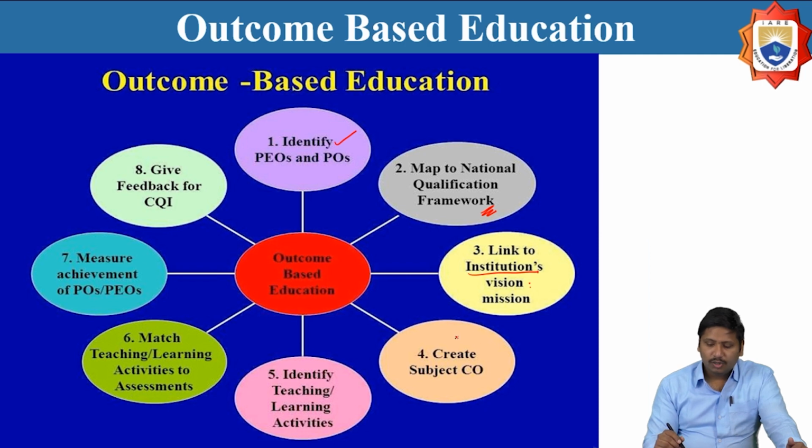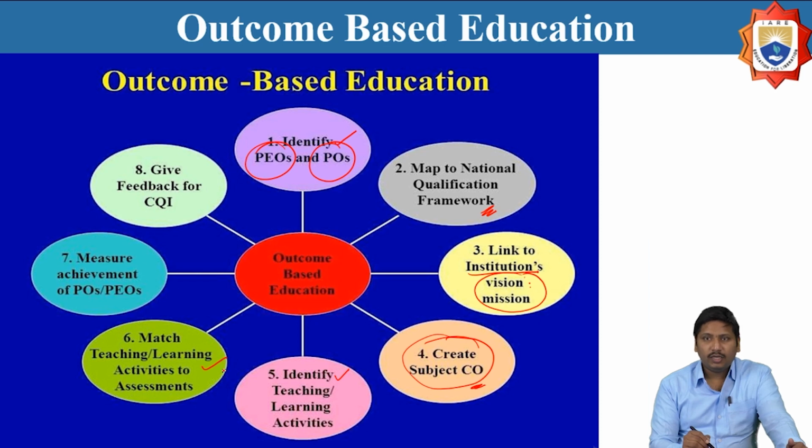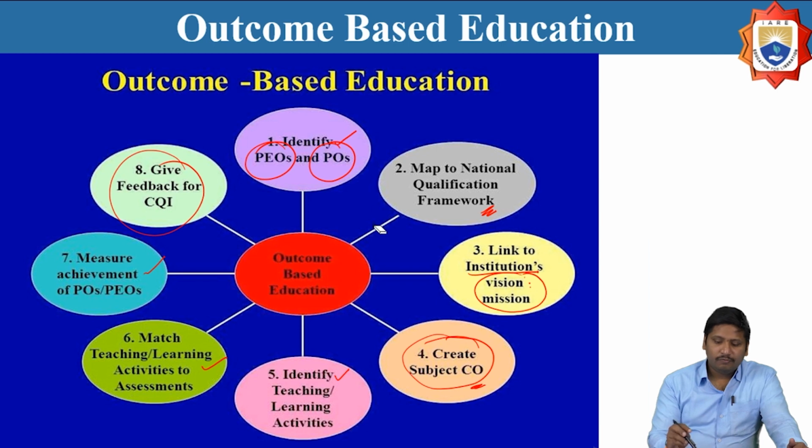The next step is creating the subject COs. Once the POs, PEOs and the institution's vision and mission are identified, then we create the COs, identify the teaching and learning activities, and then match the teaching and learning activities to the assessment. Finally, we measure the achievement of POs and PEOs, and feed back to the CQI. So these are the steps we are going to follow here.